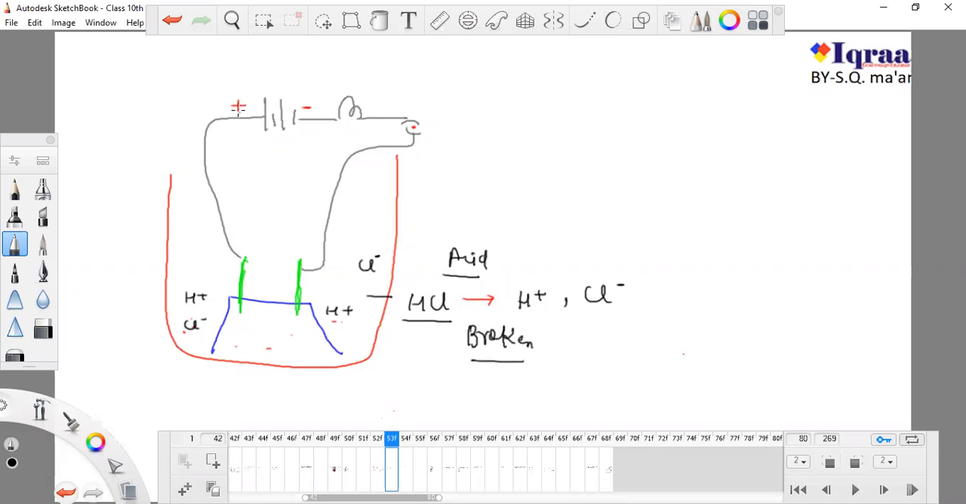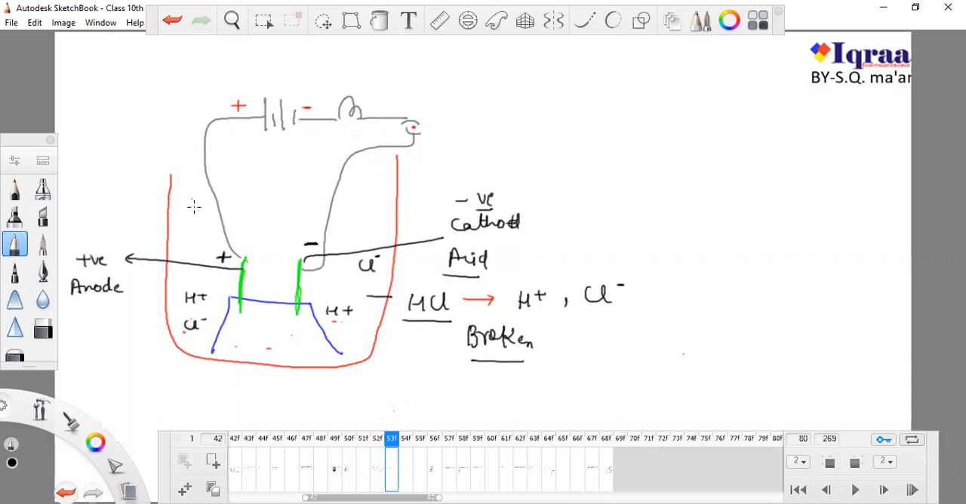Now we know that this side is positive and this side is negative. So this terminal, this nail, is on the positive side. This nail is known as the anode. Positive side is always known as the anode, and this nail is on the negative side, so this nail is known as the cathode. Anode and cathode. So it is the negative side.